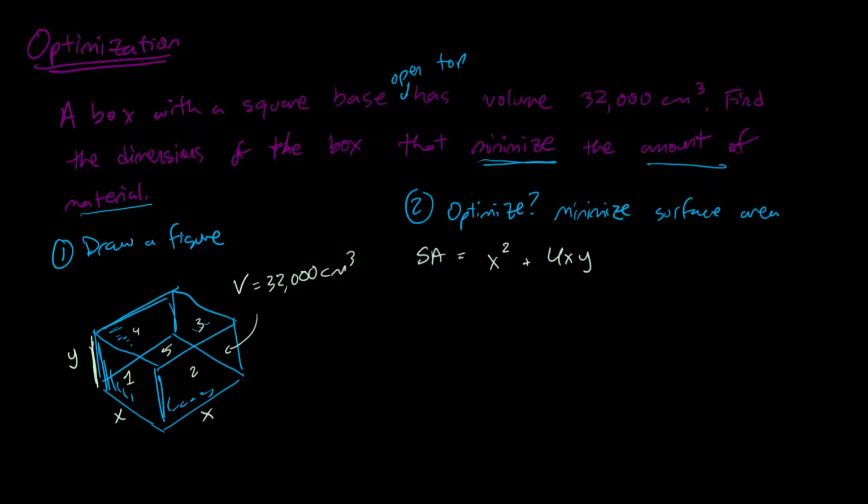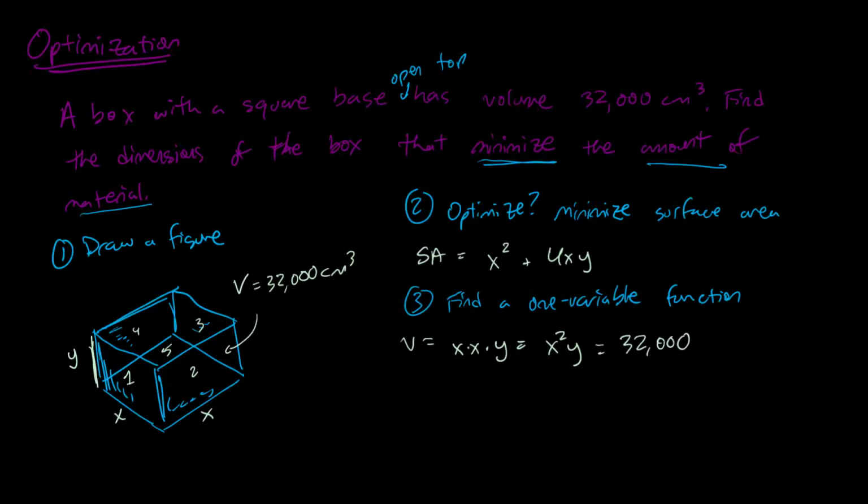Now the problem is that it's a 2-variable function right now. You have to give me an x and a y. So this is where we use what we know to create a 1-variable function. What I know here is that the volume, which is 32,000 centimeters cubed, I actually can calculate, because it's the area of the base, which is x squared, times the height, which is y. So I get x squared y is the volume of this box, and I know that that's going to be 32,000. And so what that allows me to do is solve for y to be 32,000 over x squared.